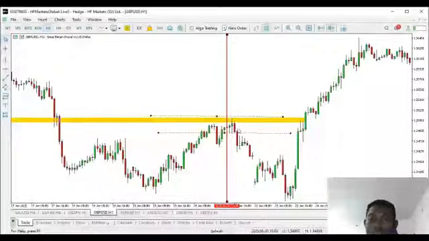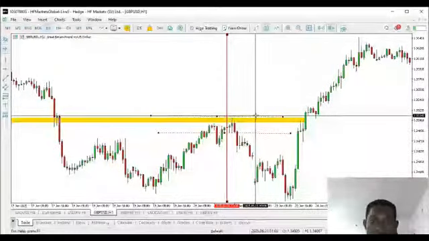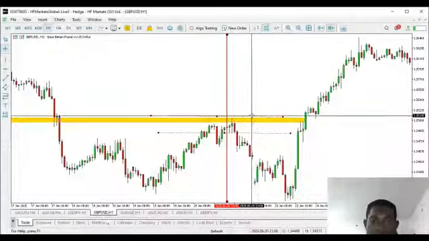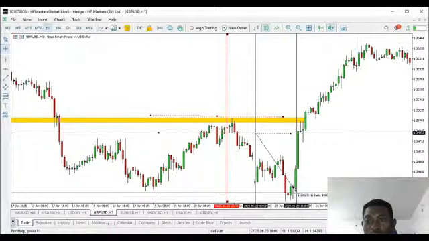Then I'll wait for another candle to give me a confirmation. Look at where I'll be entering. I'll be entering my sell here. When I enter my sell here, I put my stop loss above that swing. Then I take it down. That's 102 pips. 102 pips.